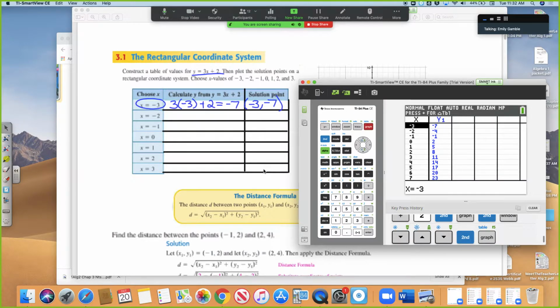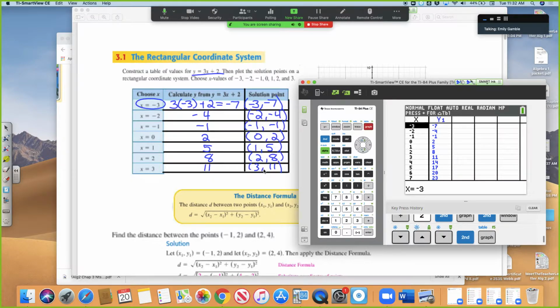All right, so if you have a graphing calculator, you're just copying all these solutions: -4, -1, 2, 5, 8, and 11. And then the solution points are basically every x value with its y value. This is -2, -4, -1, -1. Remember, it's x comma y: 0, 2, 1, 5, 2, 8, and 3, 11.